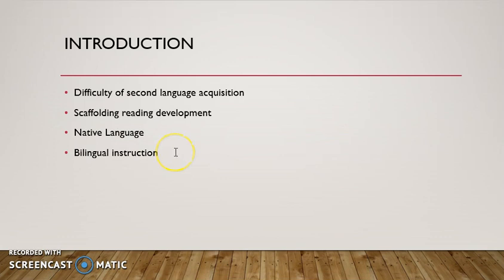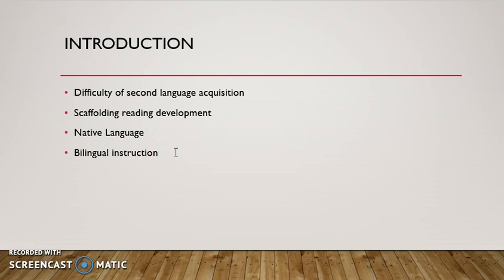Now, just to give you a basic introduction for my project, second language acquisition is very difficult, as I'm sure many of you can empathize with. Not only are these students learning social and cultural conversational styles, they're learning social and cultural norms, they're learning how to be in school for the first time, and they're also learning how to read in a language that they don't speak.